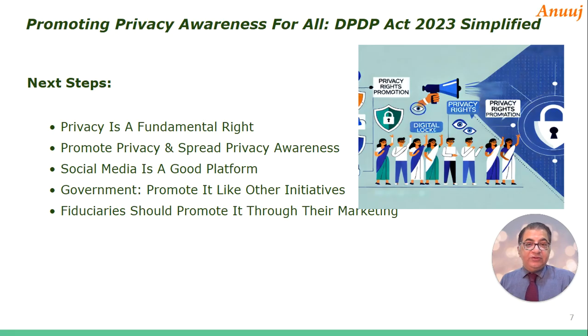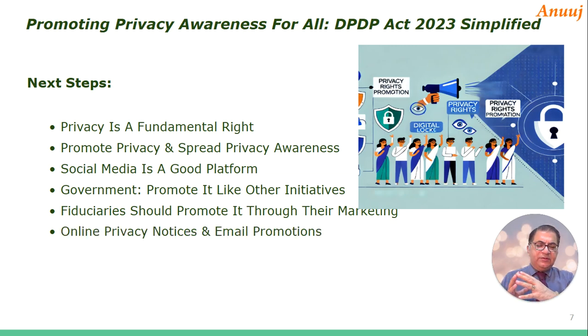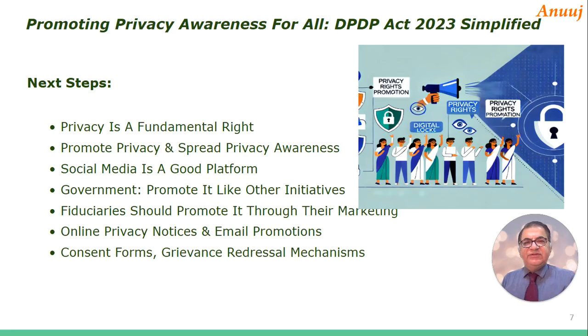Privacy is a fundamental right, so the government is supposed to promote it. And fiduciaries should also promote it through their own marketing. Fiduciaries should have a proper consent mechanism system. They should have privacy notices. They should regularly send updates by email and phone to their data principals, publish privacy notices on their websites, update them regularly, send alerts, collect consents, and talk about their grievance redressal mechanism so that a dissatisfied principal is taken care of.